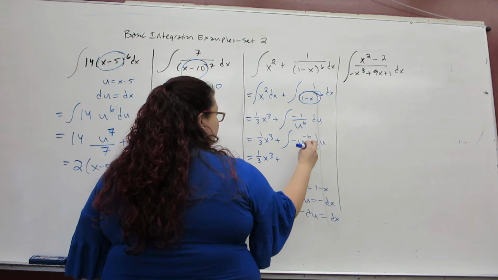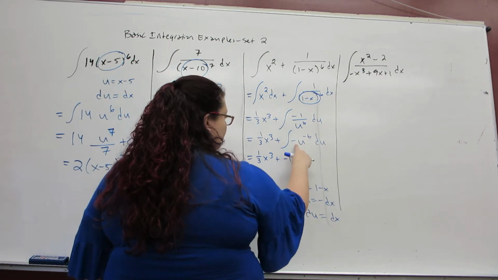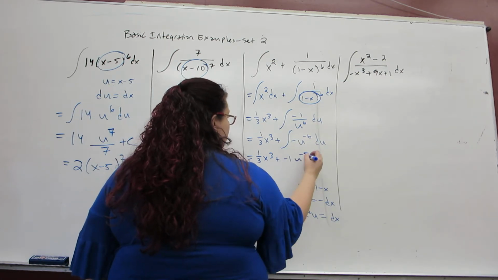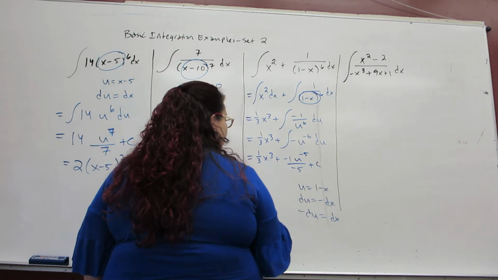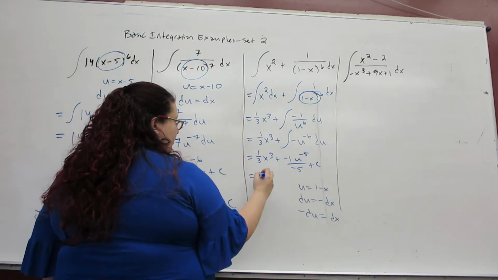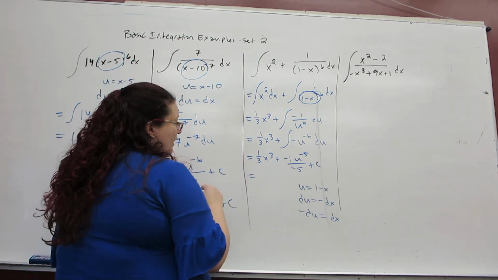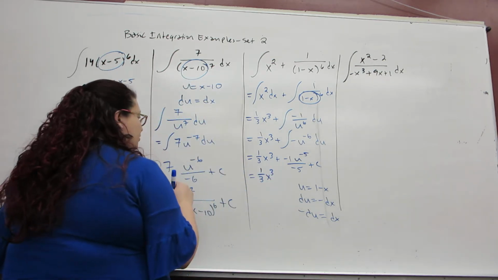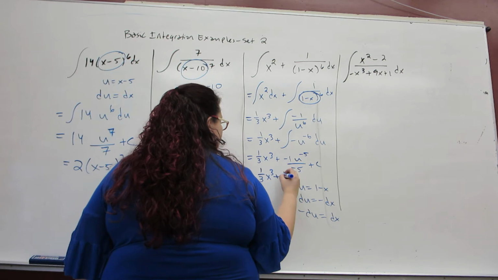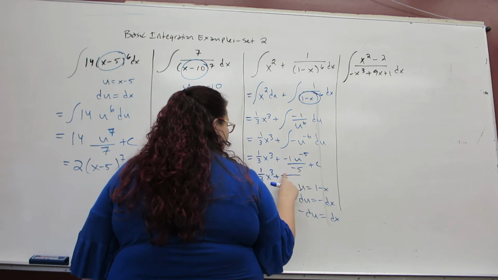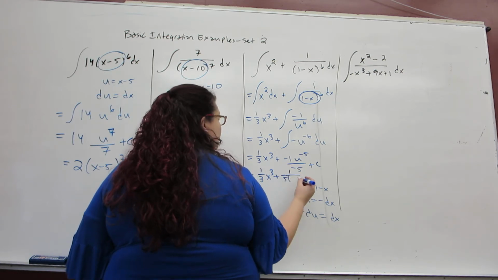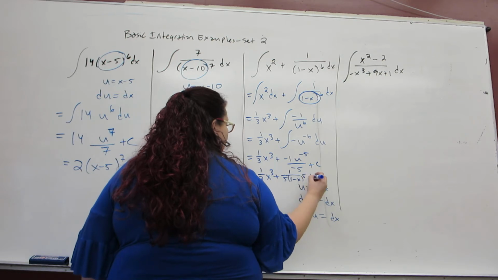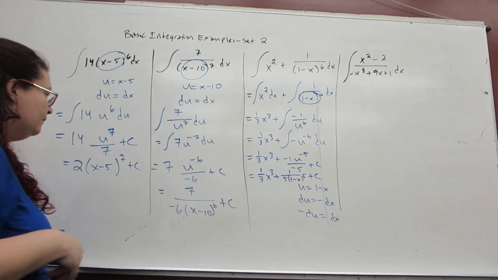Now negative 1 comes along for the ride, u to the minus 5 divided by minus 5. And then I get to clean it up as well as move my exponent down to the denominator again for a final answer of 1/3 x cubed plus 1 over 5 times 1 minus x to the 5th, all plus c.